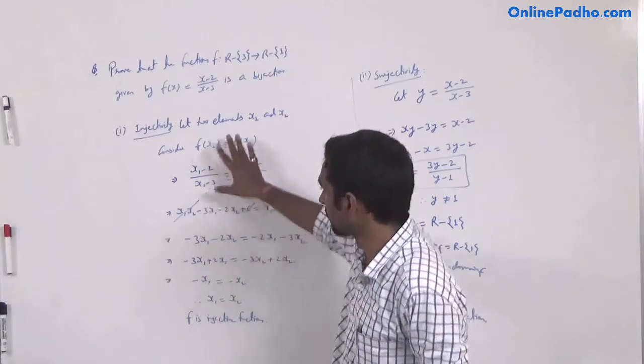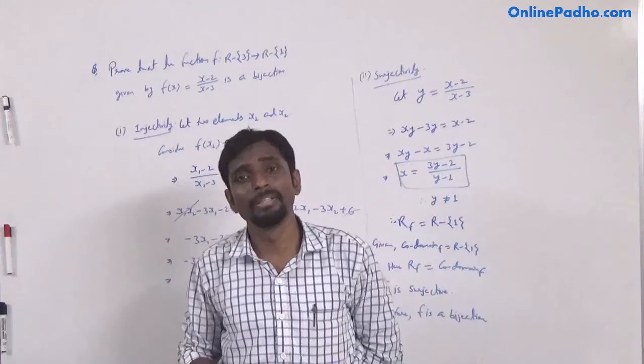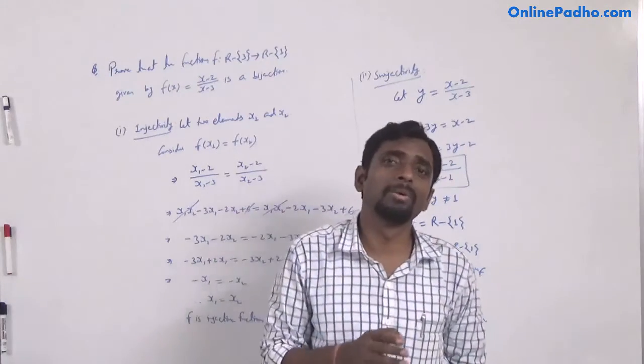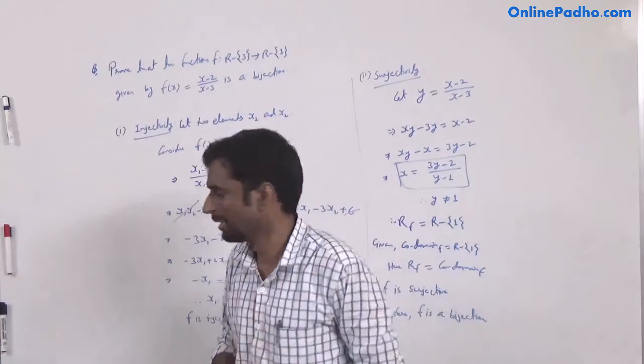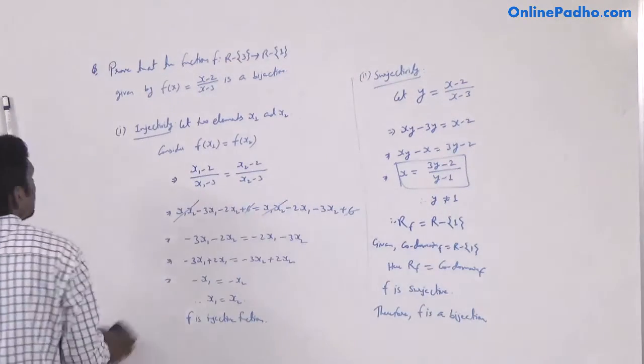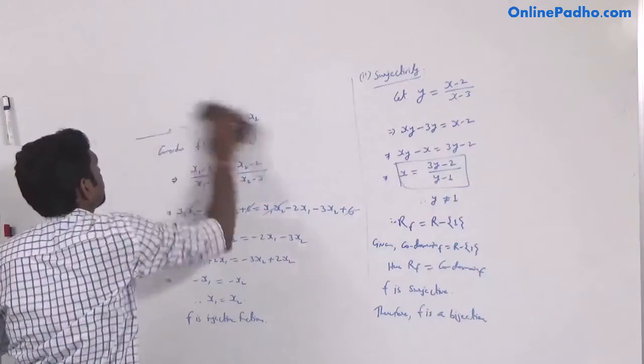So we can say that this function is injective, and to find the surjectivity we must prove the codomain is equal to the range. If codomain is not equal to range, the function is not surjective. Very simple. So this is a very important example, a very important question for 4 marks.